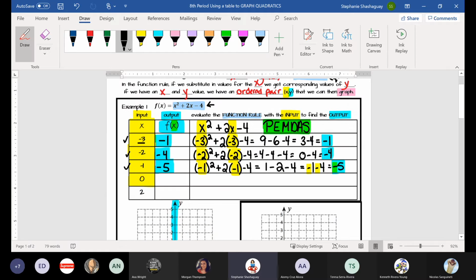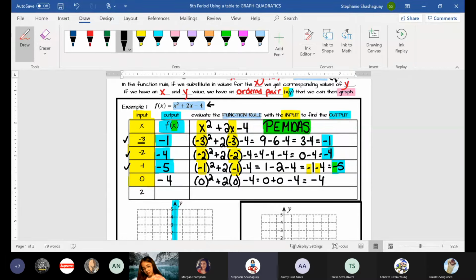Now we're looking at our input of 0. What's going to happen when we input 0 for our x? Anything that's multiplied by the x is going to be 0. Correct. Thank you. So 0 squared is 0. 2 times 0 is 0. So then minus 4.